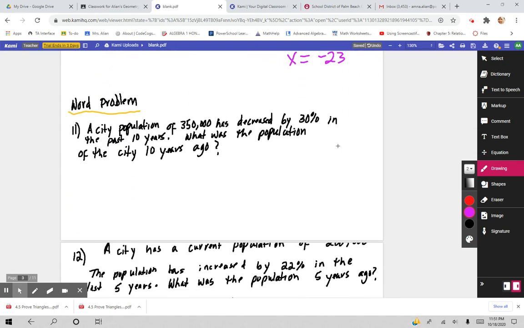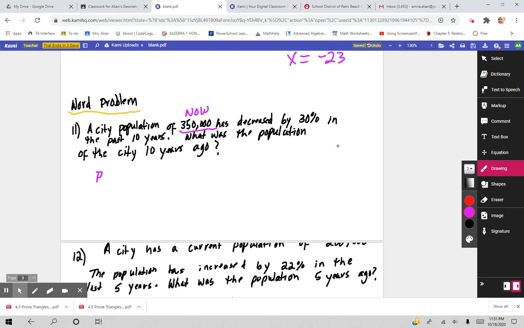Okay, this brings us to word problems. A city population of 350,000 has decreased by 30% in the past 10 years. What was the population of the city 10 years ago? Okay, this is now. This is the population now. 10 years ago, we don't know what the population is, so we can just say P for population, whatever that amount is.